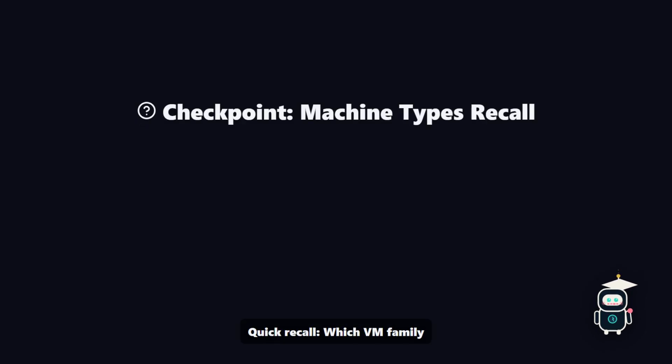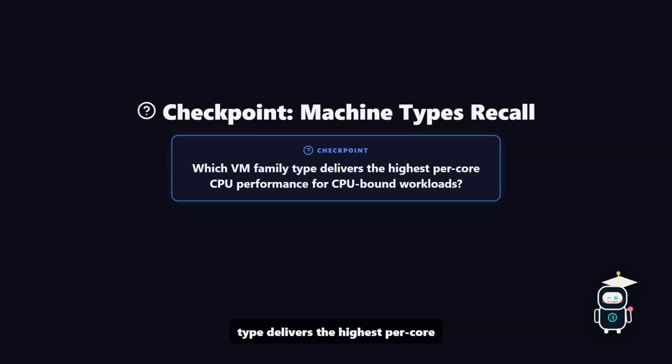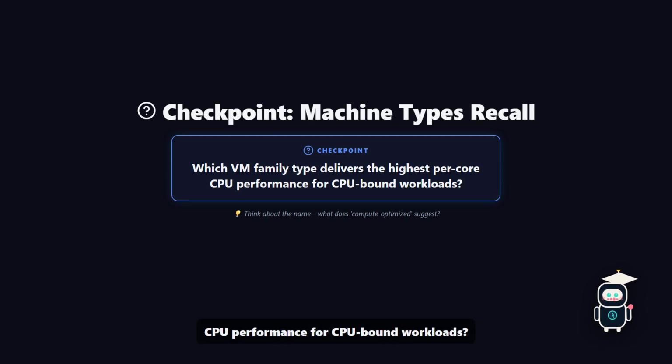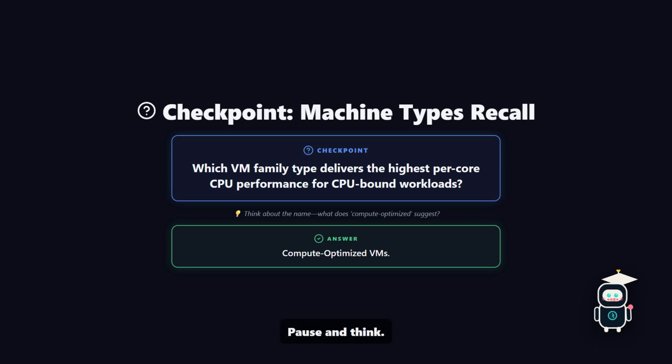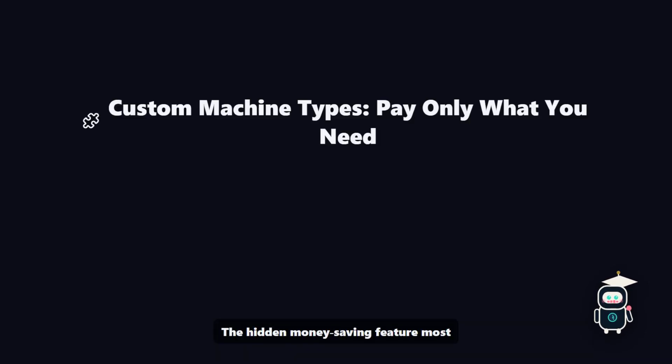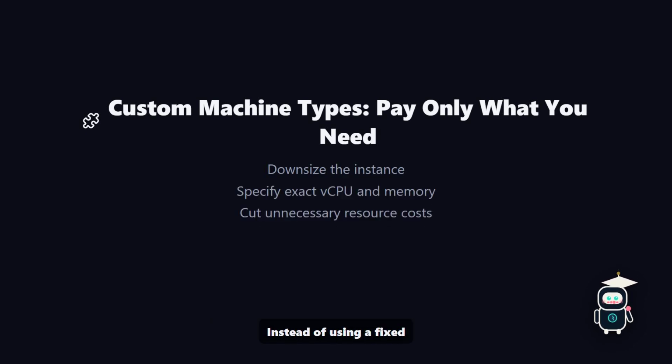Quick recall. Which VM family type delivers the highest per-core CPU performance for CPU-bound workloads? Pause and think.